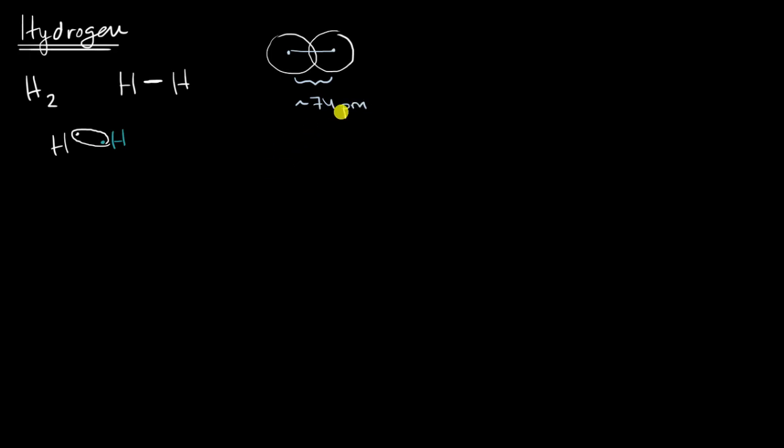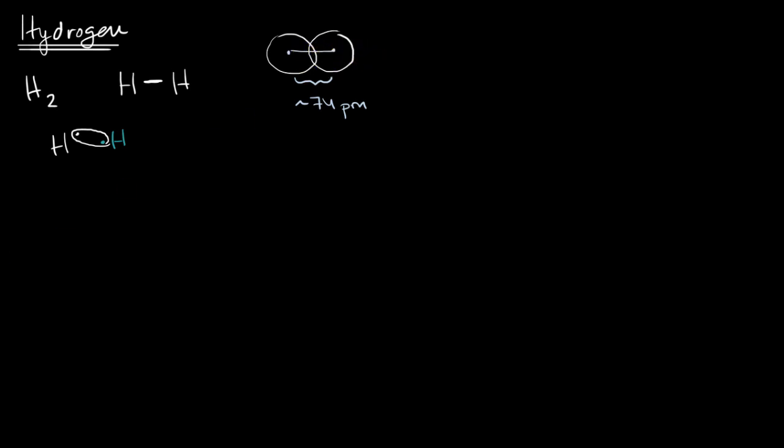And just as a refresher of how small a picometer is, it's a 1/trillionth of a meter. So this is 74 trillionths of a meter. So we're talking about a very small distance. But one interesting question is, why is it this distance? What would happen if we tried to squeeze them together? What would happen if we tried to pull them apart?